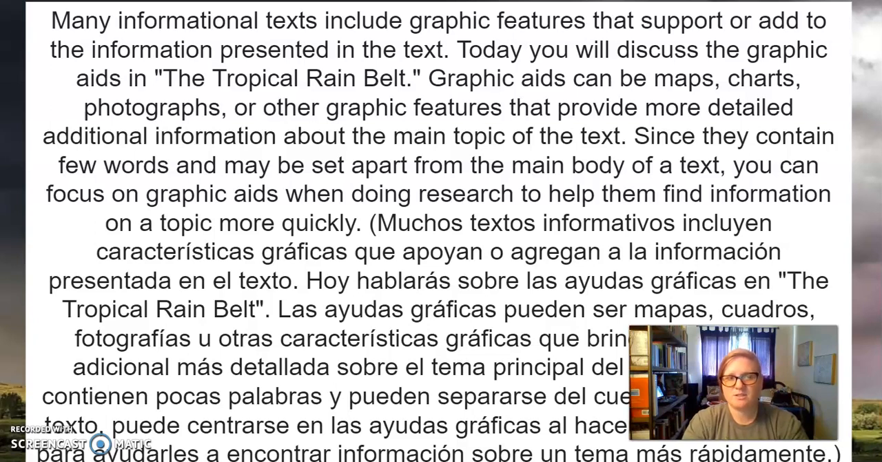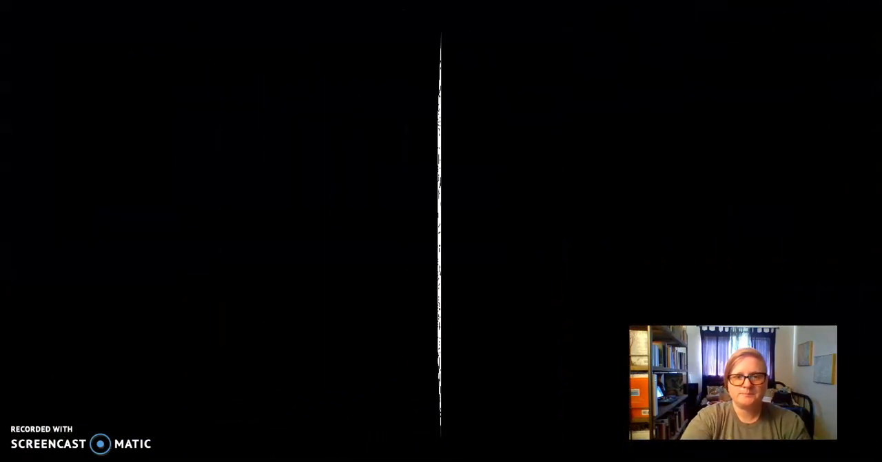Graphic aids can be maps, charts, photographs, or other graphic features that provide more detailed additional information about the main topic of the text. Since they contain few words and may be set apart from the main body of a text, you can focus on graphic aids when doing research to help you, that should say you, find information on a topic more quickly. So basically, if you understand how to read graphic aids, you will have a much easier time finding things that will help you in your research to create your firsthand narrative.